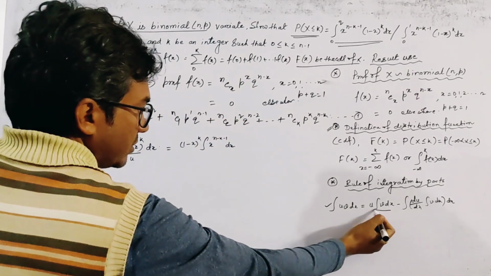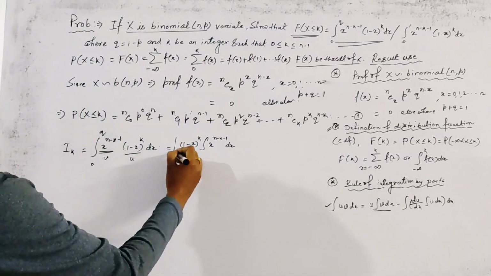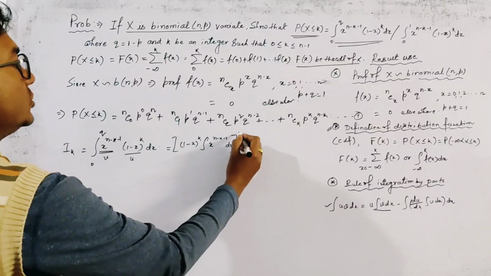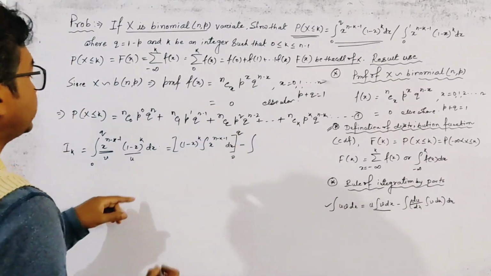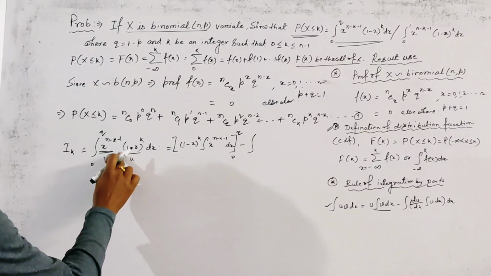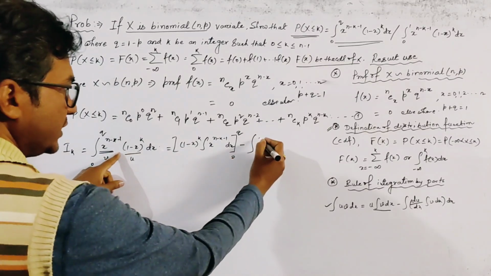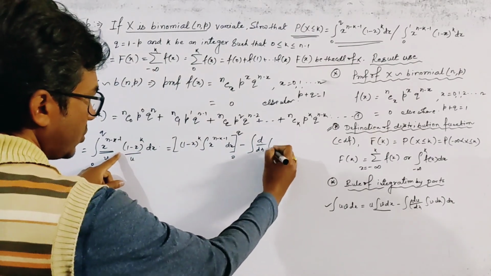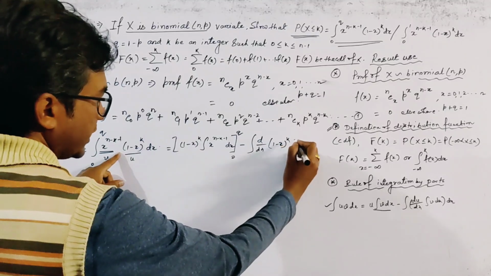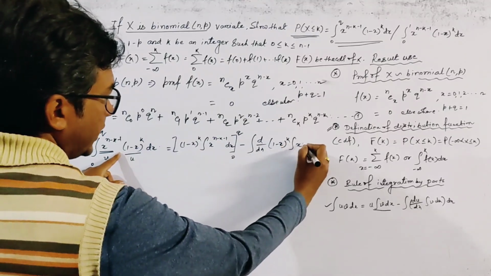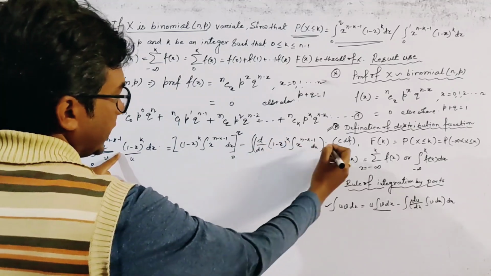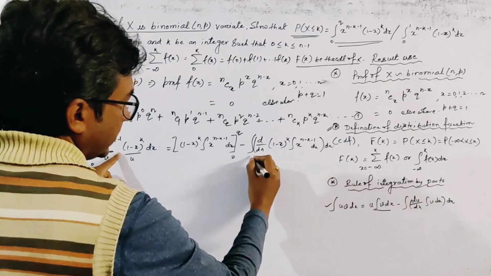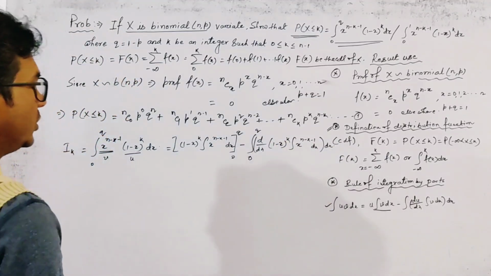This is the first term. Here the range is 0 to q, and minus integration. We first differentiate this term with respect to x, that is we write d/dx of (1 minus x) to the power k, into integration of x to the power n minus k minus 1 dx, and another integral is here. The range is 0 to q.